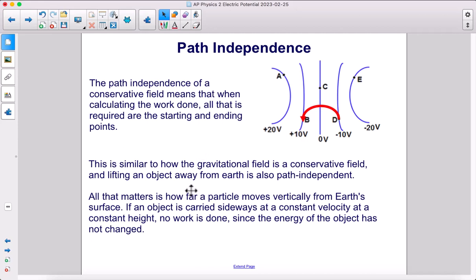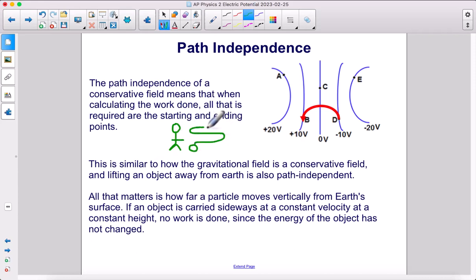All that matters is how far a particle moves vertically from Earth's surface. If an object is carried sideways at a constant velocity at a constant height, no work is done since the energy of the object has not changed. So for example, if you lift a basketball by raising it like this, it doesn't matter. The sideways motion didn't have anything to do with the amount of gravitational potential energy added. All that matters is the starting height and the ending height.